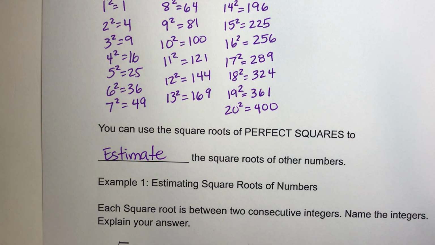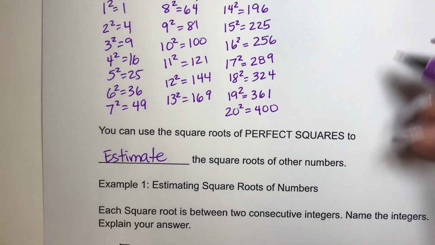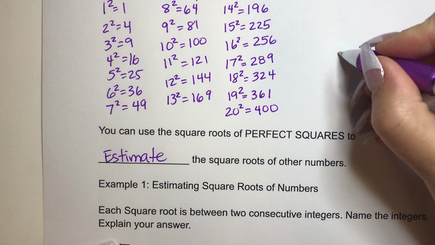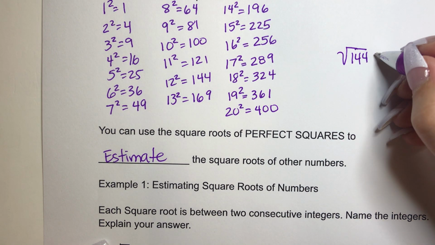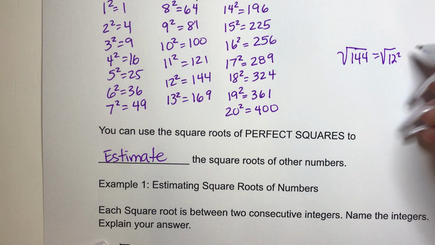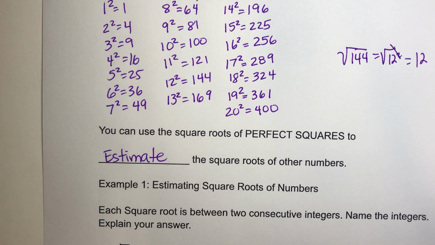So in the last section, we had perfect square numbers and we were finding the square root of it. So if we had something like the square root of 144, we knew that 144 was a perfect square number. That's the same thing as 12 squared. The square root and the squared cancel each other out. The square root of 144 is 12, right?